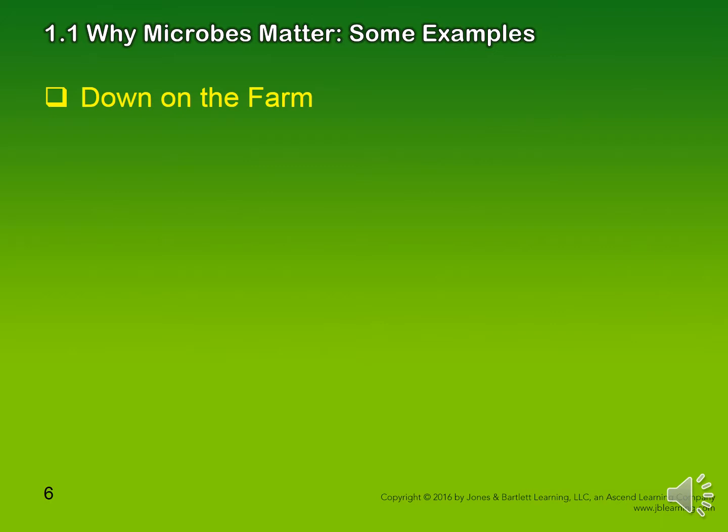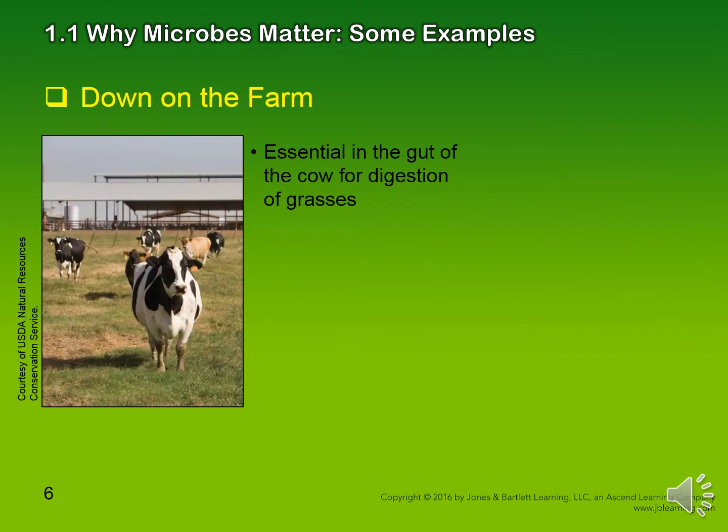Again, some examples of why the microbes matter on a farm. It's true of almost any higher organism that you're going to have gut bacteria that are aiding in digestion. Cows are a great example of this because the grass the cows eat can't be broken down by the animal itself. It can only be broken down by the bacteria that are living inside the cow.